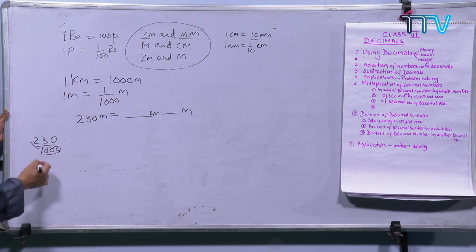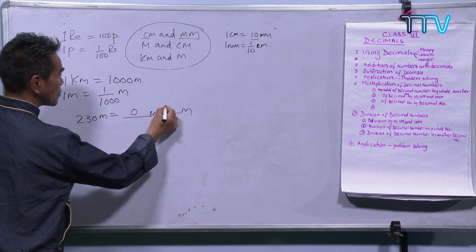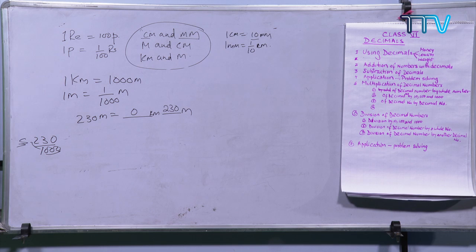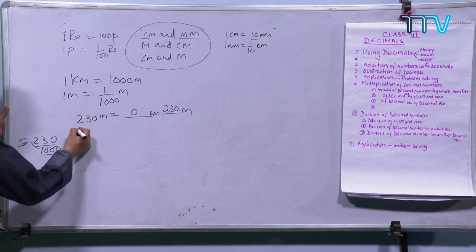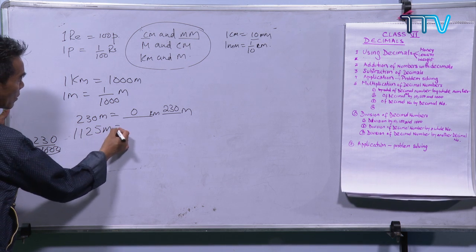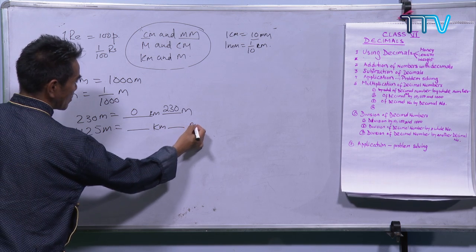230 divided by 1000. Zero, zero. Then point. So you get 0 kilometer and 230 meter. The answer is 1125 meter, 0 kilometer dash meter.